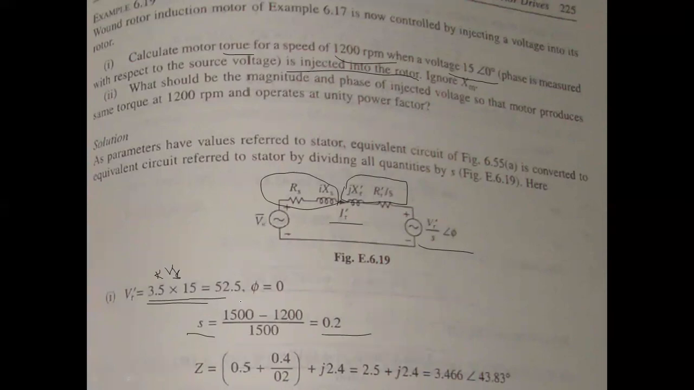And now we have to calculate Z. Z is total impedance. Okay, so total impedance: RS is 0.5 and RR dash is 0.4. So from this we have to calculate RS plus RR dash by S, where S is the slip value 0.2, plus j 2.4 XS. That is equal to 2.5 plus j 2.4. Convert this complex into angle. So 3.466 at the angle of 43.83. This is the total impedance.